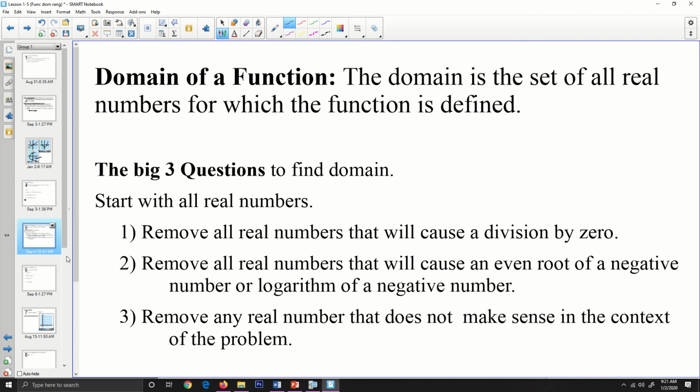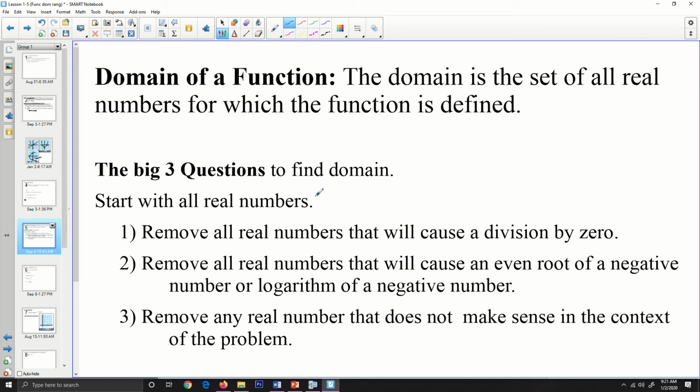The domain of a function is the set of all real numbers for which the function is defined. And so we have three big questions to find the domain. We'll start with all real numbers. Most of the equations that you will encounter, the domain of those functions is going to be all real numbers.